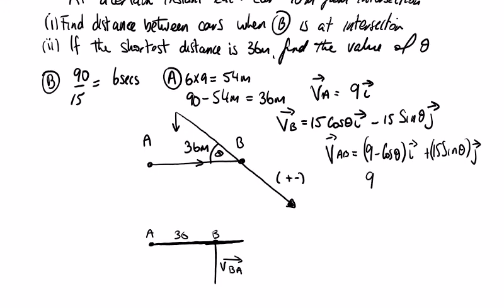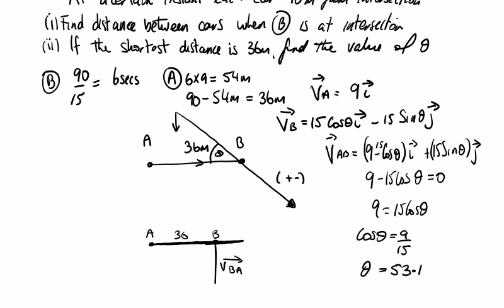So we can say that 9, sorry, I left out a 15 here. 9 minus 15 cos theta would have to be equal to 0. So 9 is equal to 15 cos theta. So the cos of theta is 9 over 15, which would make theta 53.1 degrees.